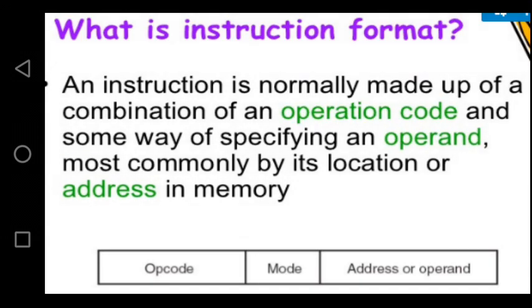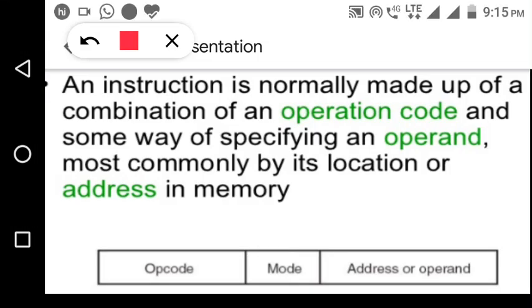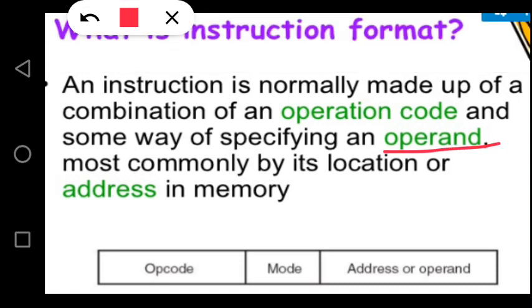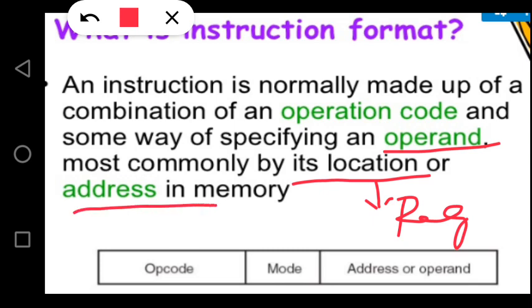Next thing, operand. Operand is most commonly specified by its location or by an address in the memory. Location means it can be in the registers. The data can be in a register or at an address of a memory. So the data can be presented in any of these ways.